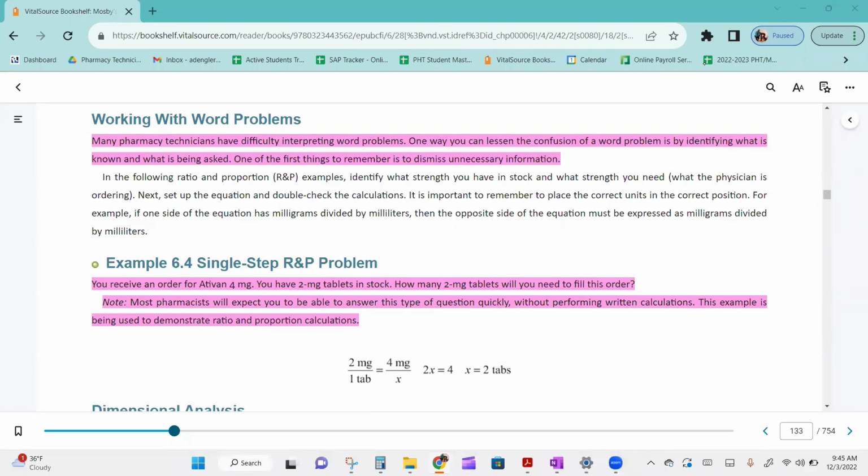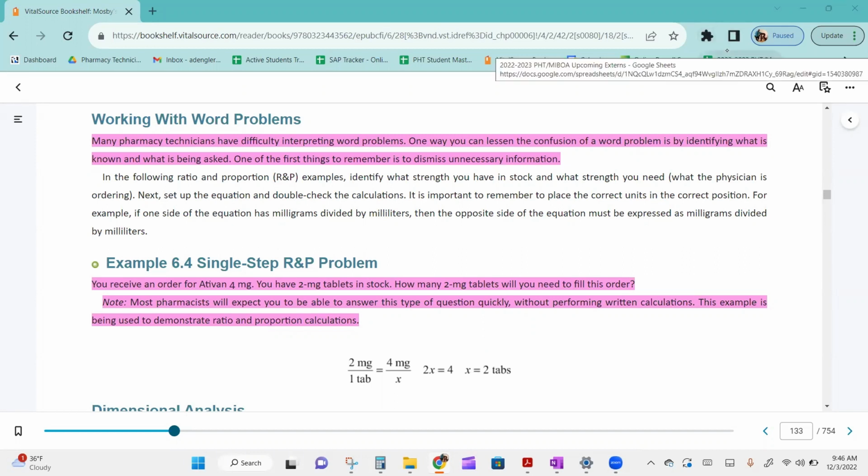So working with word problems, I always hear from students that word problems are the most difficult for them. And can't we just do problems? Well, the problem with that is in the real world, you are not going to just be given a set of math problems on the job to do. You're going to be figuring out real time patient's dosaging information and dosage calculations. So if we didn't give you word problems, you wouldn't learn how to do it.